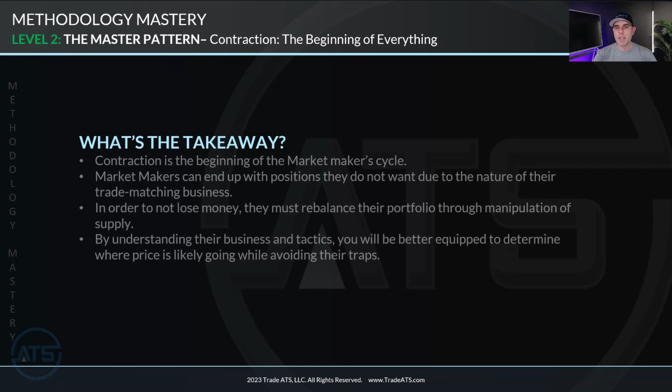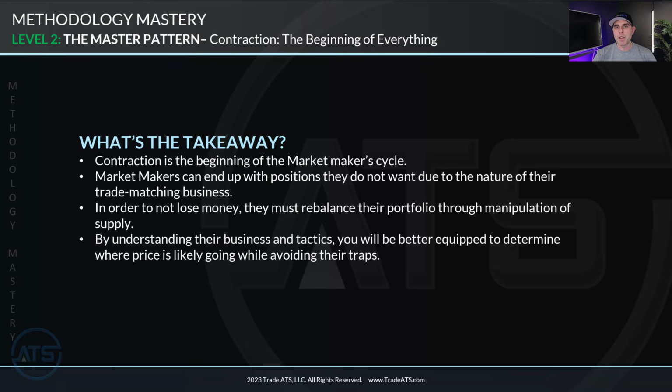So what's the takeaway from this lesson? Contraction is the beginning of the market maker's business cycle. Market makers can end up with positions that they do not want due to the nature of their trade matching business. In order to not lose money on those positions, they must rebalance their portfolio through manipulation of supply. It's a necessity. They have to do it, otherwise they lose money. By understanding their business and the tactics they need to employ in order to not lose money and also to make money, if you understand those, you will be better equipped as a trader to determine where price is likely to go while avoiding their traps.